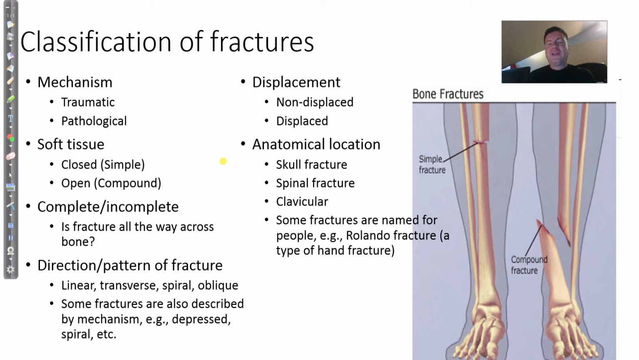And finally, you'll see a classification of fractures based upon anatomical location: skull fracture, spinal, clavicular. Some are going to be very obvious as to where they occur, and you will see some fractures are named for people, like a Rolando fracture, which is a kind of hand fracture. A Coles fracture, I'll show you in just a second, gives you some examples of, so you may not know what a Coles fracture is unless you have actually seen that it represents a distal fracture of the arm.